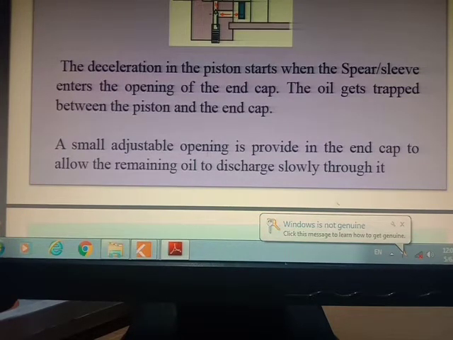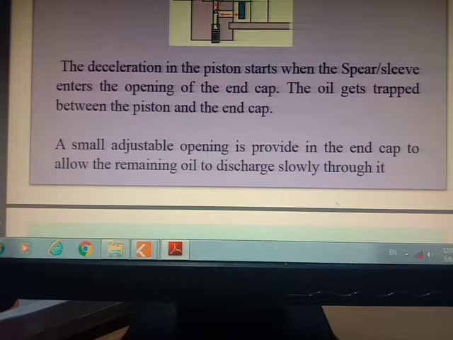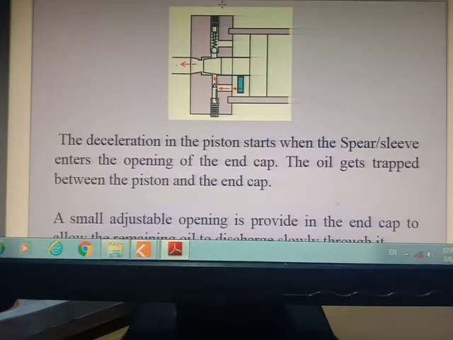But when the oil leaves the cylinder, there is one small wall provided, and through this wall the oil will flow and it will cause restriction to the oil flow, or create resistance to the oil flow. Due to that the speed of the piston will get reduced, and this arrangement is known as the cushioning of the hydraulic cylinder. Now you can see the cushioning is provided at one end. It can be on the other end also. If you want to avoid the impact on the other end also, the same type of arrangement can be provided. I think you understand the cushioning of the hydraulic cylinder.